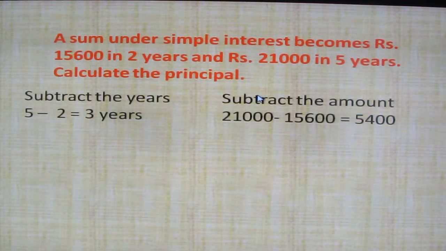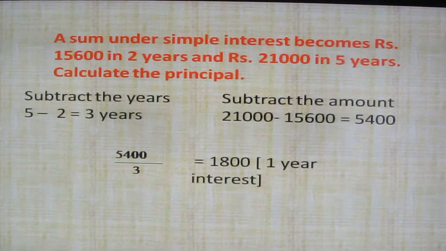Now this difference divided by this difference. This is the difference in amount, and this is the difference in years. Now divide difference by difference, that is 5,400 divided by 3. What you will get is 1,800. This 1,800 is the interest for 1 year.